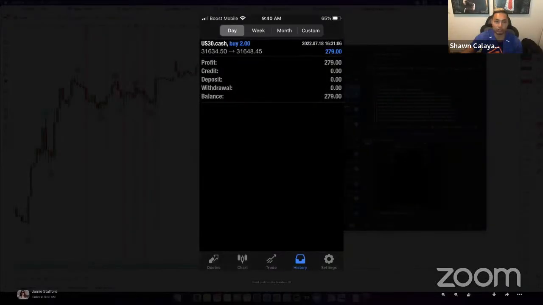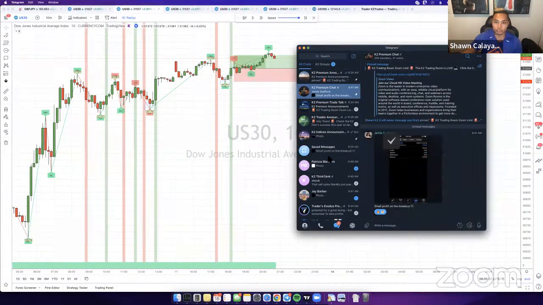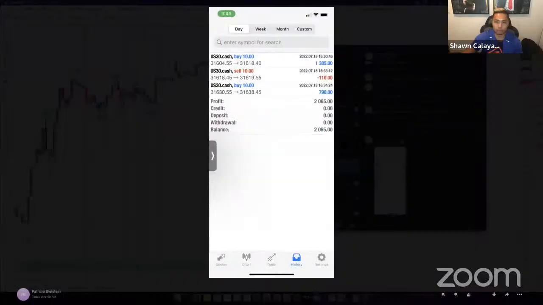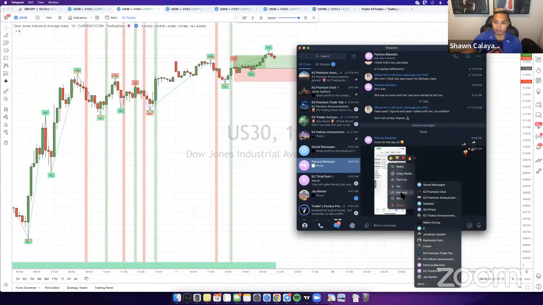So Jamie over here, nice work, Jamie, locked in a total profit of 279. Looks like she took a partial move for that breakout earlier. So great work right there, Jamie. Looking over here, Patricia also took a partial move for the breakout. She locked in a total profit of 2,065. Nice work, Patricia. Yeah, smart move.